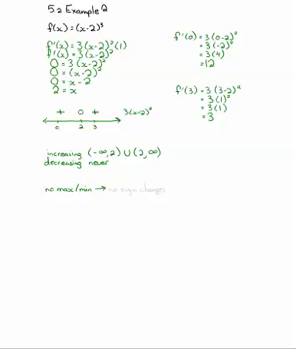Why don't we have any of those? This derivative doesn't undergo any sign changes. To have a minimum or a maximum, the derivative has to change sign from positive to negative or negative to positive. This one doesn't do that, so we don't have any min or max.